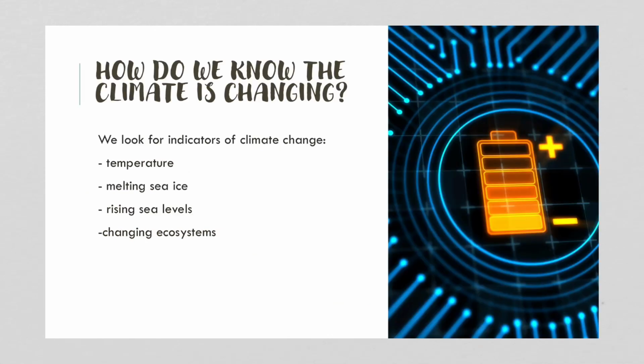So the question is, how do we know that the climate is changing then? We have to look for indicators of climate change. The biggest one would be temperature changes, but seeing if the weather patterns are changing, is the sea ice melting, are the sea levels rising, or are ecosystems changing, are all indicators of climate change.